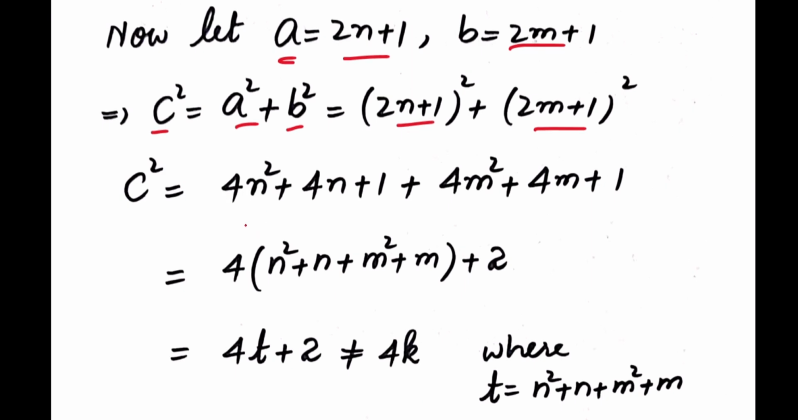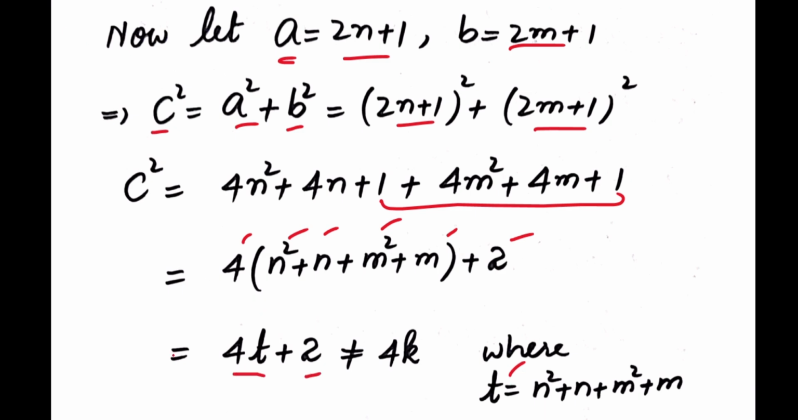and taking 4 common, we have 4 into (n square plus n plus m square plus m), and this 1 plus 1 is equal to 2. As n and m are integers, their squares and their sum are also integers. So let's suppose this is equal to some integer t. This is equal to 4t plus 2.